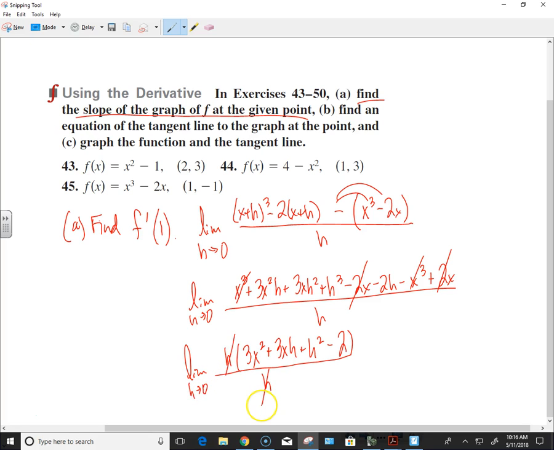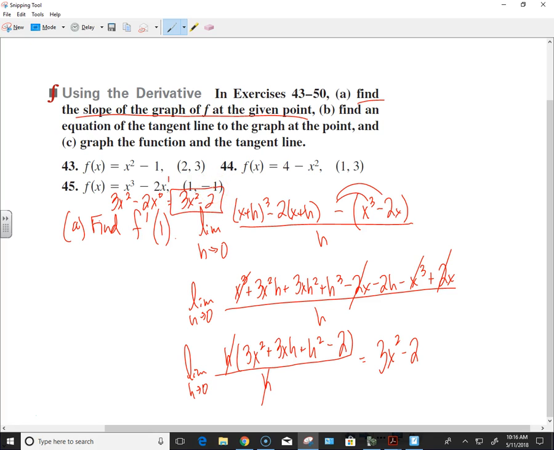H's reduce. I plug in 0. I end up with 3x squared minus 2. And some of you are like, man, that power rule would have been nice. Bring down the 3. Subtract a power. Bring down the 1. Subtract a power. Yay, 3x squared minus 2.